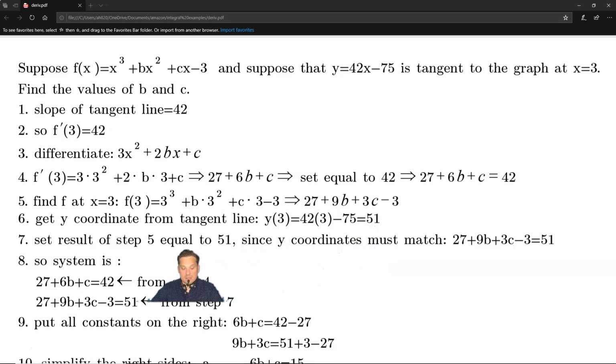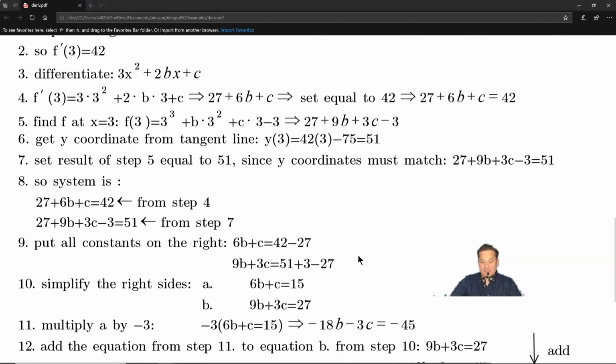So what does that allow me to do? Well, what I can do is this. Set the result of step 5 equal to 51, since the y-coordinates must match. What I mean by that is the y-coordinates of the tangent line and the function. In other words, it's going to give me 27 plus 9b plus 3c minus 3 equals 51. Okay? Good. So remember that looks like that. Next, let me zoom down a little bit here.